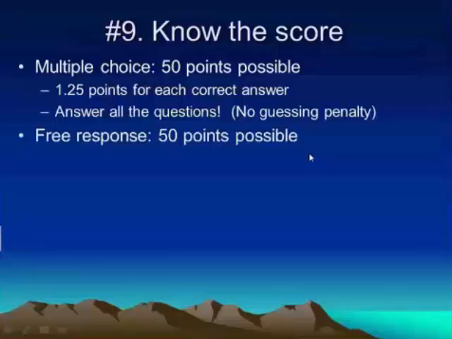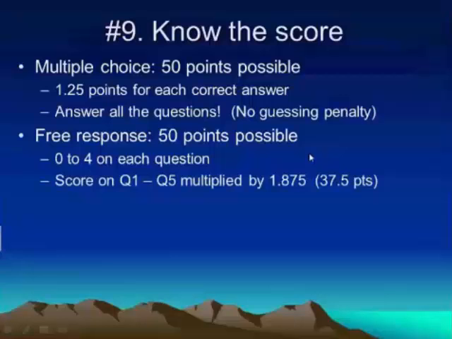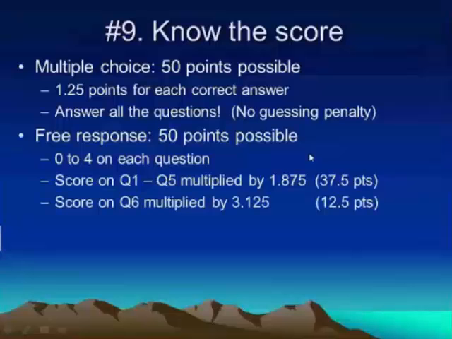The free response is also worth 50 points, half the grade. And it's divided into two parts. Well, actually, backing up for a second, it's 0 to 4 on each question. And there are integer scores, so you get a 0, 1, 2, 3, or 4. Questions 1 through 5 are intended to be a little bit shorter, and they're each multiplied by 1.875 to get a total of 37.5 points for questions 1 through 5 together.